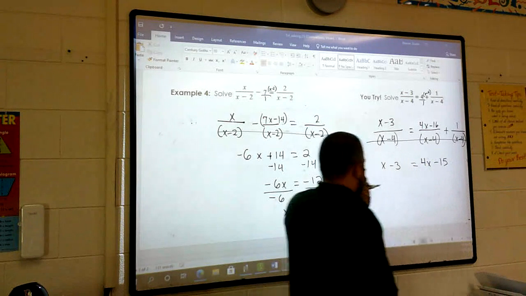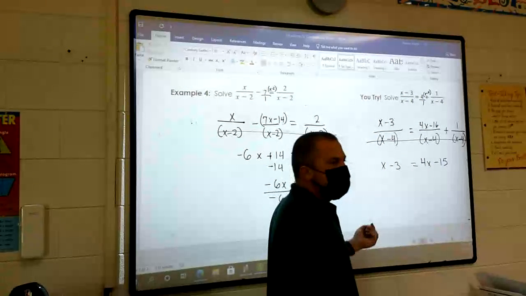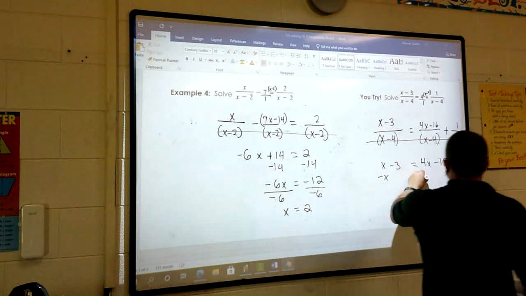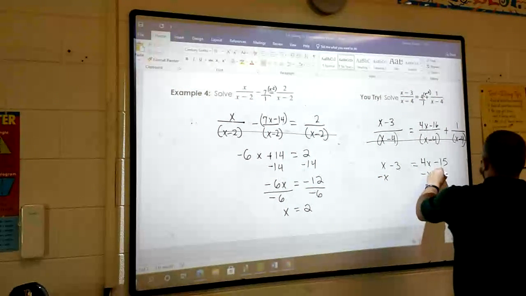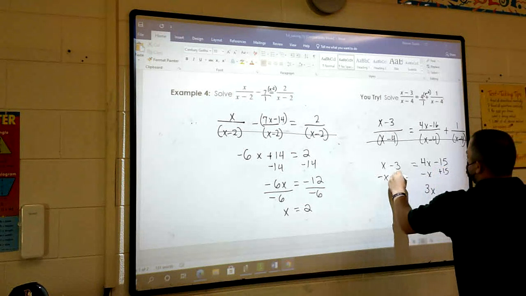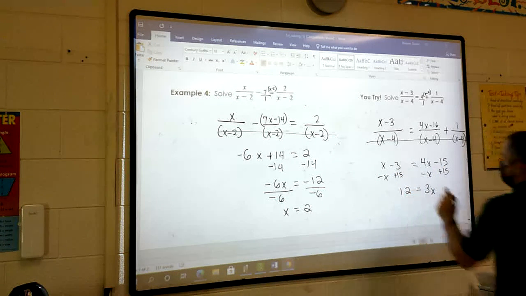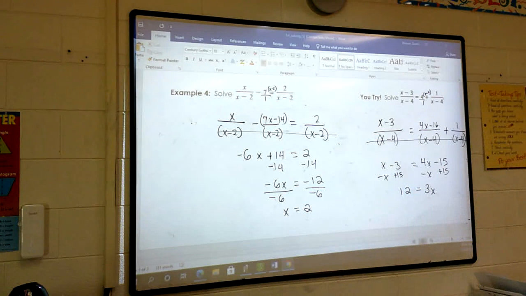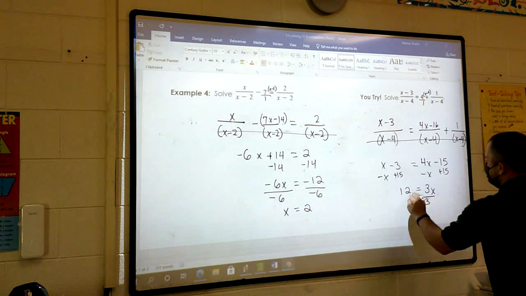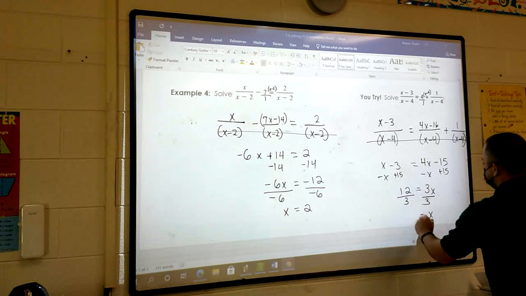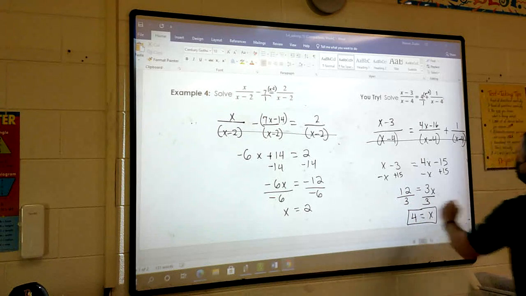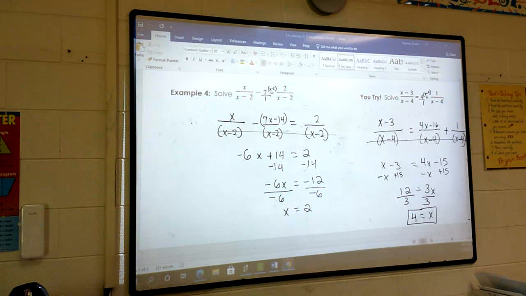So we're going to move our x's to one side and our numbers to one side. So I'm going to subtract x, and I'll get 3x. I'm going to add 15, and I'll get 12. If you moved them to the other side, it would still give you the same thing. And now I'm going to divide by 3. So my final answer is x equals 4. 12 divided by 3 gives me 4, so x equals 4. And that is all 4 examples completed and worked out for solving equations.